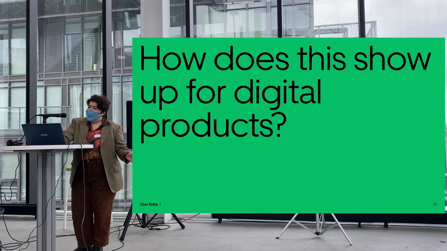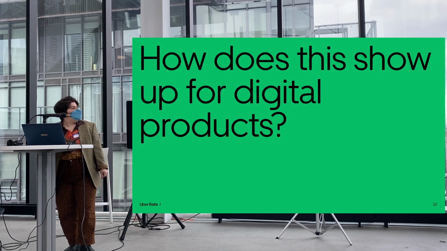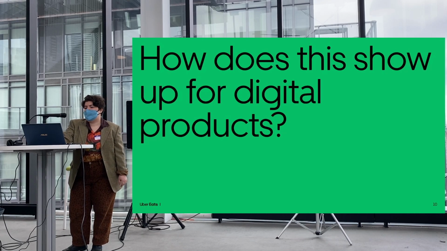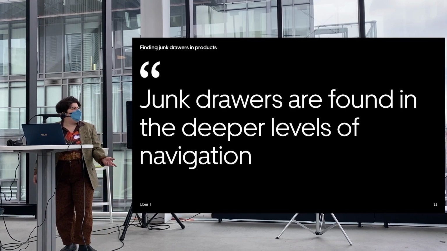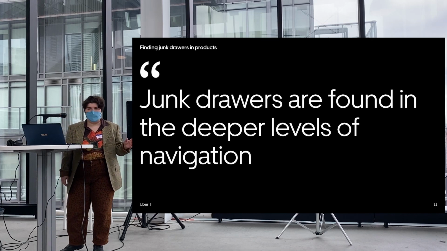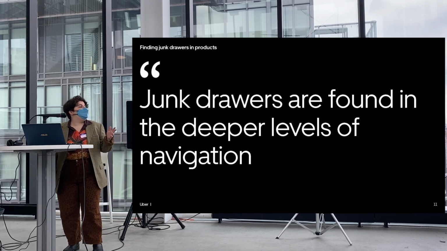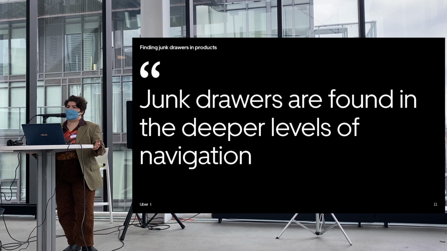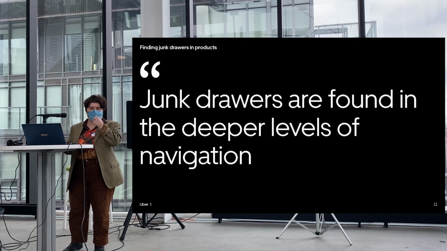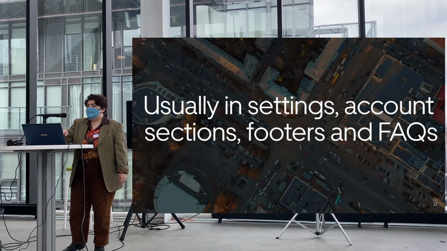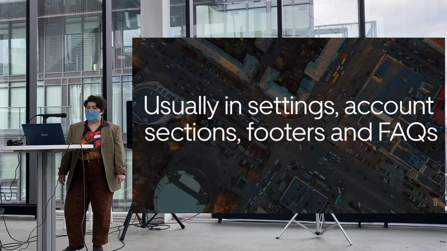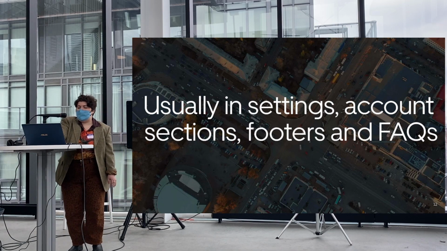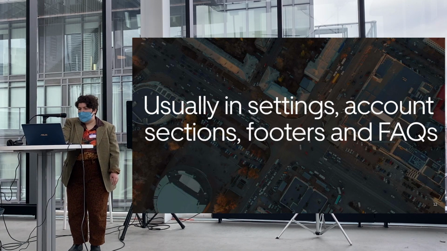But before I go on too far on how I reorganized my house, how does this show up for our digital products? So, junk drawers in our IA are usually found in the deeper levels of navigation. If you do have junk drawers in the first level of navigation, that's also an issue, but it's a bigger issue and the one we're not going to cover today. They're usually found in things like settings, account sections, filters, frequently asked questions, the place where we let things accumulate over time.